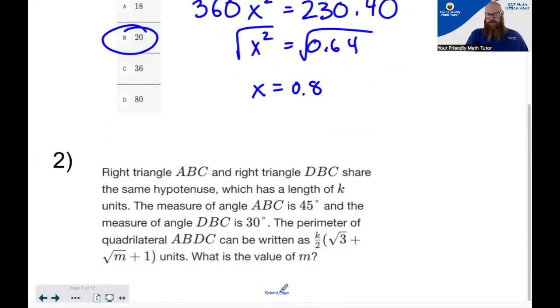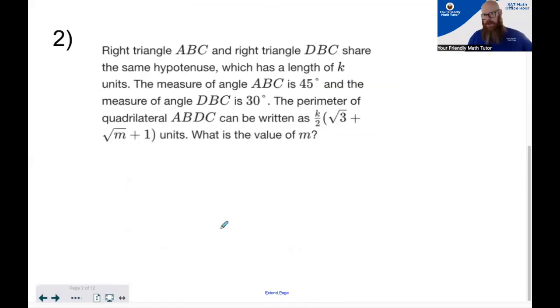All right, moving on to our next problem. So we have a right triangle ABC and right triangle DBC that share the same hypotenuse. So let's say we have something like this. So BC should be the hypotenuse. So this is A. So right triangle ABC.